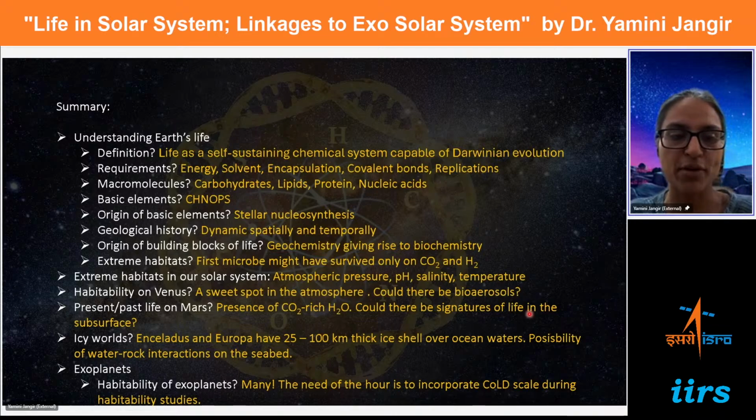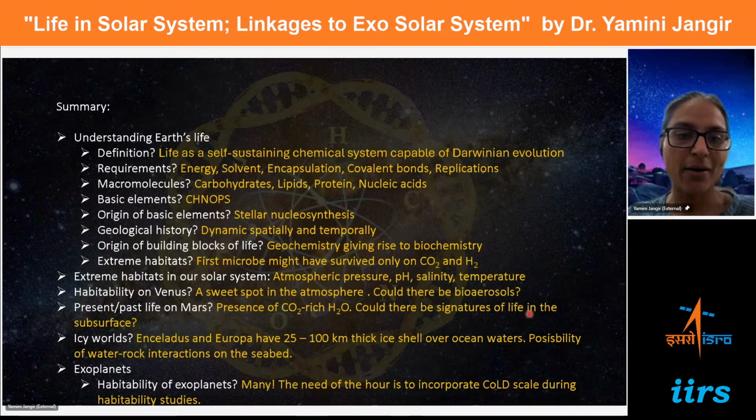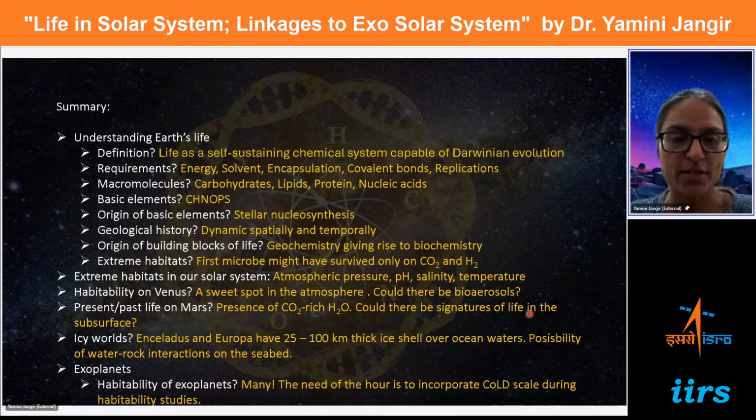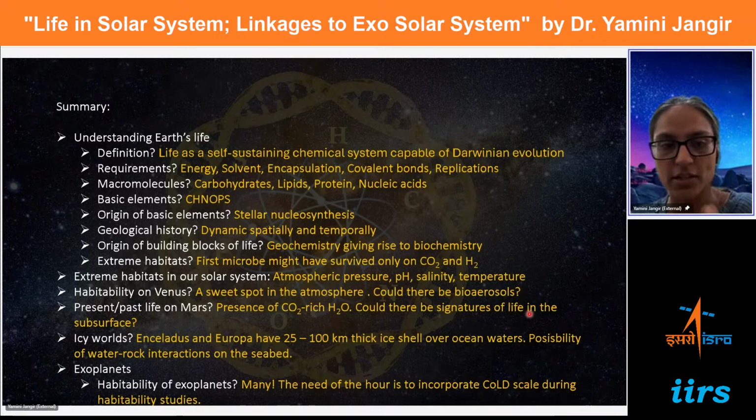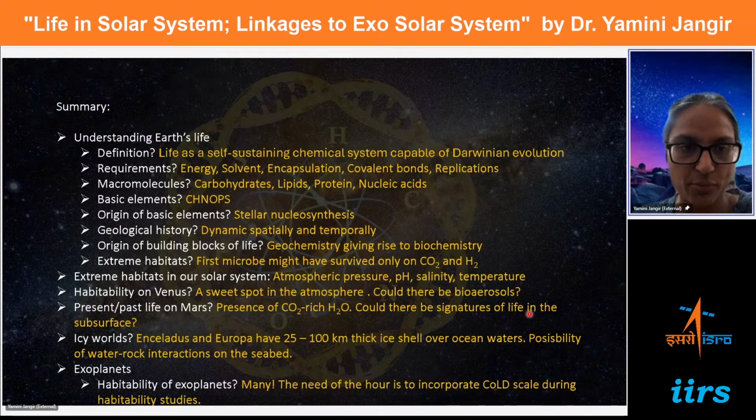And extreme habitats are present pretty much everywhere on Earth. The first microbes survived only on redox chemistry present in the environment, carbon dioxide and hydrogen. It was very late in the timeline when they actually started producing oxygen. So there was a very big gap of microbes surviving in an anoxic environment. There are extreme habitats present. Habitability on Venus can be in the sweet spot in the atmosphere. There is, of course, a lot of carbon dioxide and water present on Mars. There could be some past signs of life in the subsurface. In Enceladus and Europa, they have a very thick ice shell, and we need to study water-rock interactions on the seabed.